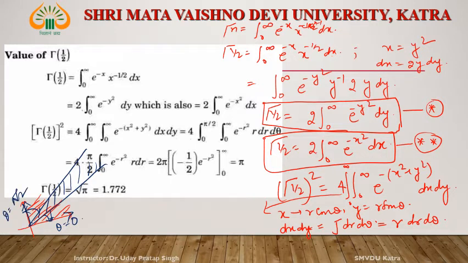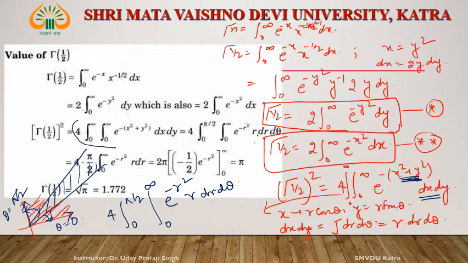So the integral is 0 to pi by 2, and what is r? r is 0 to infinity. e to the power, what is x square plus y square? If x equal to r cos theta, y equal to r sin theta, then x square plus y square is equal to r square, that is e to the power minus r square. What is dx dy? dx dy is r dr d theta. So this double integral, after using polar coordinates, is converted into this form. Now you integrate it.